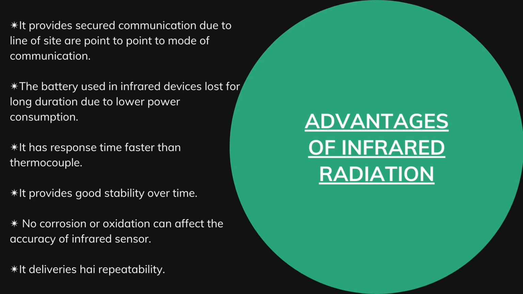The advantage of infrared radiation is that it provides secure communication due to the line of sight, point-to-point mode of communication. The battery used in an infrared device lasts for a long duration due to low power consumption. It has a response time faster than a thermocouple. It also provides good stability over time. No corrosion or oxidation can affect the accuracy of an infrared sensor. It also delivers high repeatability.